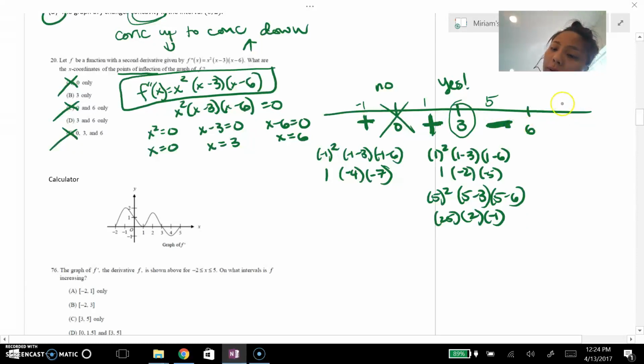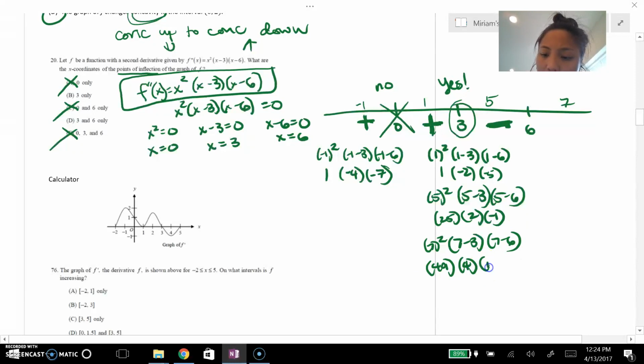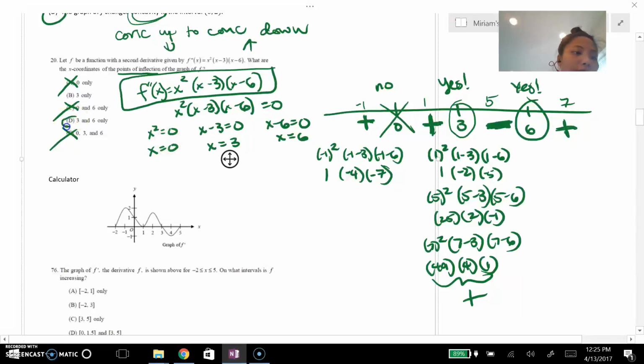Lastly, let's choose a number after 6. Let's try 7, okay? So I have 7 squared, 7 minus 3, 7 minus 6. So I have 49, 7 minus 3 is 4, 7 minus 6 is 1. These are all going to be a positive answer. So this is good because that means we change from concave down to concave up. So 3 and 6 are both inflection points.